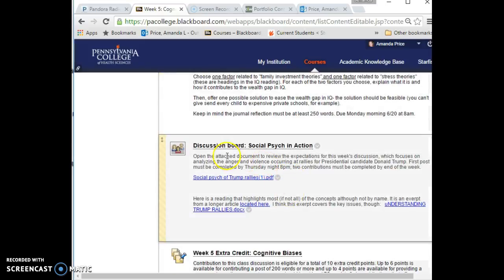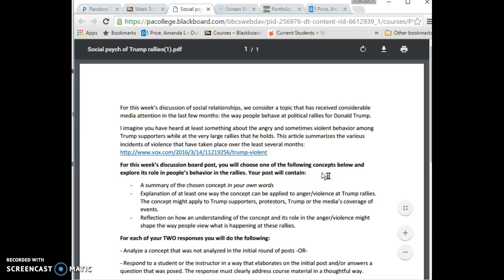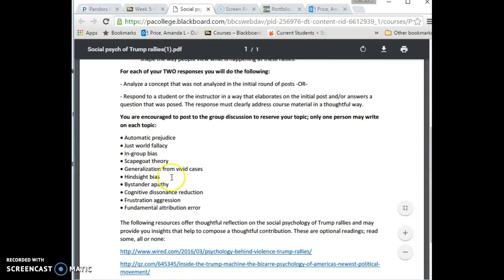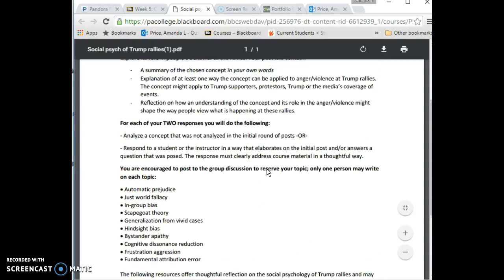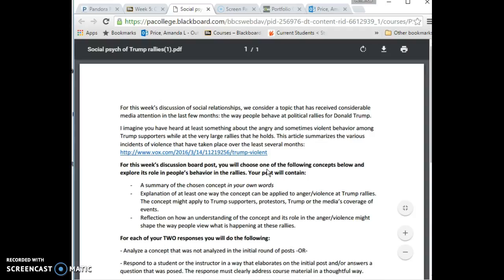Then the other big graded activity that you have is the social psych in action, and this is a group discussion. And this was something that I did last semester that I thought went really well. There's a lot of discussion about GOP candidate Donald Trump, and certainly in the spring a lot of discussion about the violence or aggression that was reportedly occurring at his political rallies. And so what I've asked you to do is to consider how some of the social psych concepts that we are reviewing, and I've listed the relevant ones here, how they might be helping to explain what's actually going on.